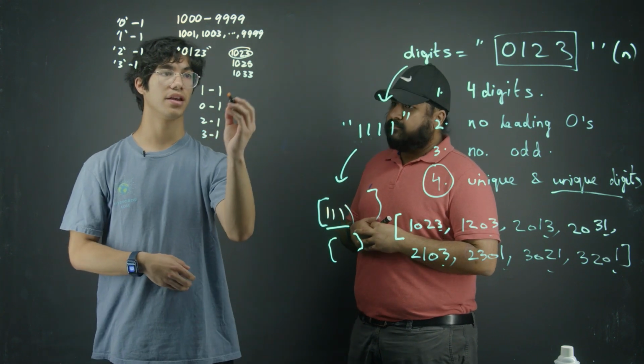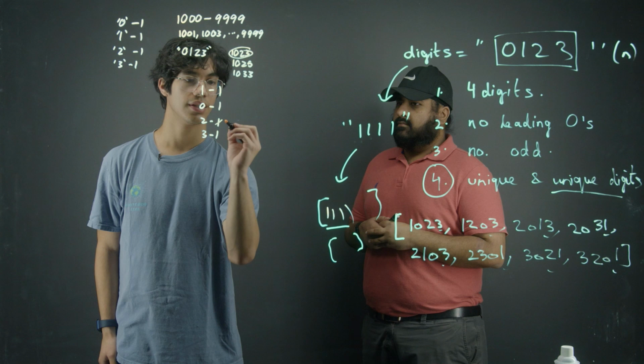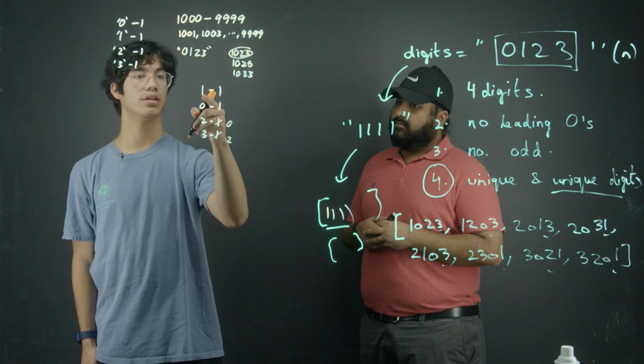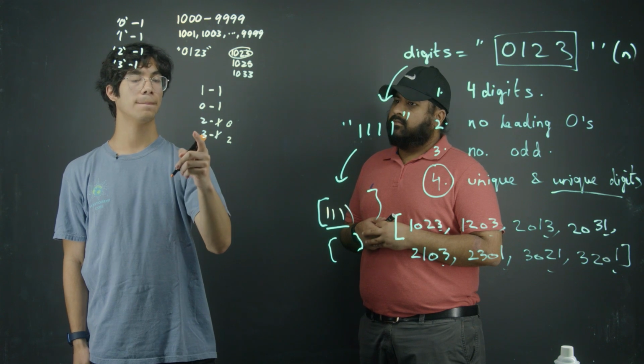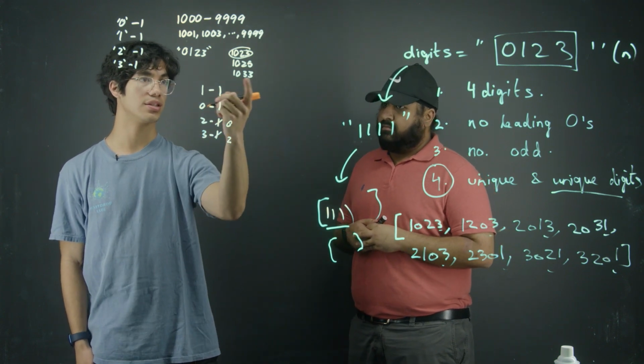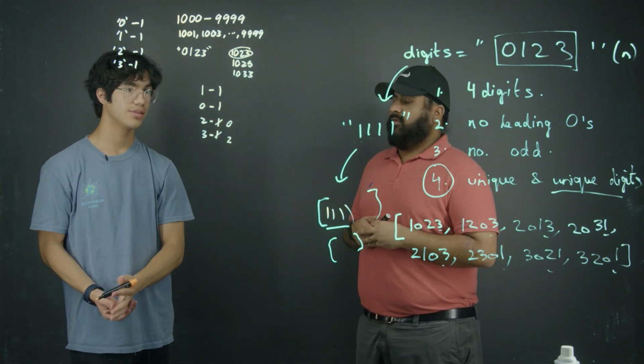Yes. Okay. And then, like we said, 1033, in this case, 2 is 0, and then 3 is 2. We can get the 1 and the 0, but then, like we said, 3 is only in here once, and 3 is in this number twice. Okay. So we wouldn't be able to construct that. I see. Makes sense. Yeah.